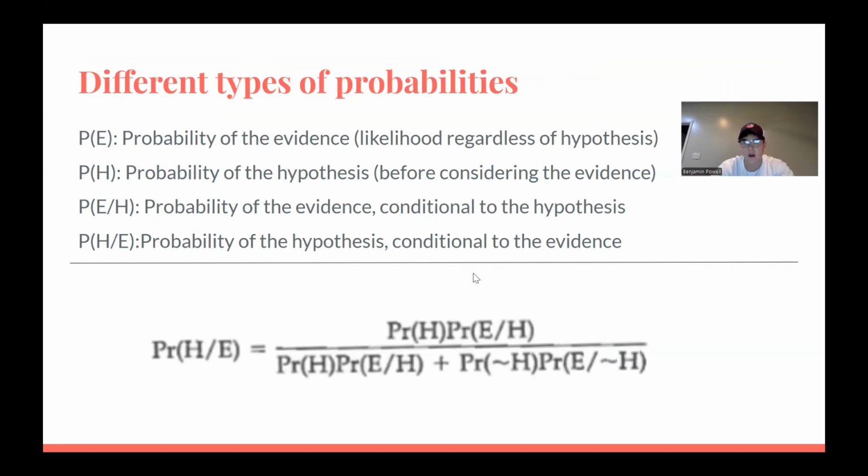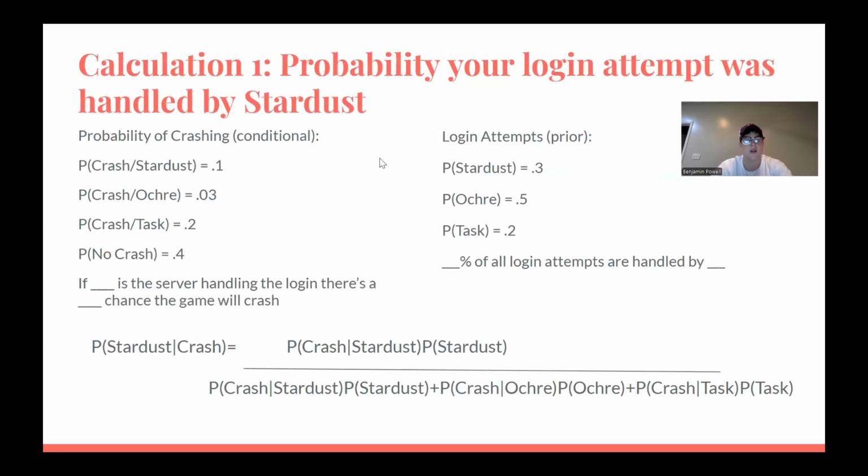All right, now that Sarah has talked about the different types of probabilities, the probability of evidence regardless of the hypothesis, the probability of the hypothesis before considering the evidence, and so on, that plays directly into calculating the problem that we got for our assignment. So calculation 1 is the probability your login attempt was handled by Stardust. Understanding Bayes' rule, it's like prior knowledge and new evidence, which turns into an updated belief.